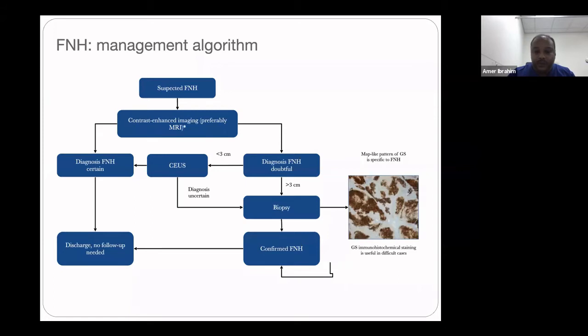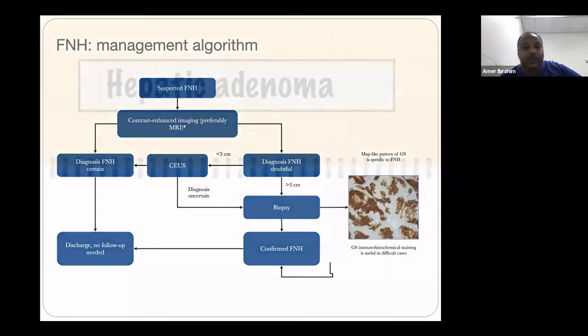What are we going to do? If the size is less than 3 centimeters, you will do a contrast-enhanced ultrasound, using microbubbles. The microbubbles get absorbed by the highly rich Kupffer cells present in focal nodular hyperplasia, so it gives the diagnosis easily. But if it's more than 3 centimeters and the diagnosis is still in doubt, you can just biopsy it. If it's confirmed FNH, just put the patient on follow-up and that's it.